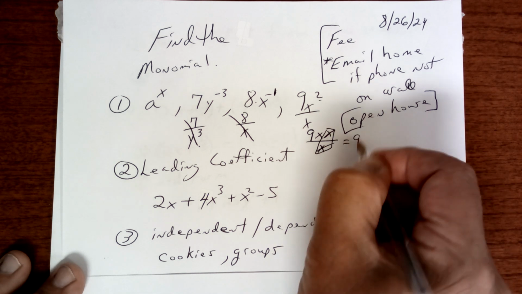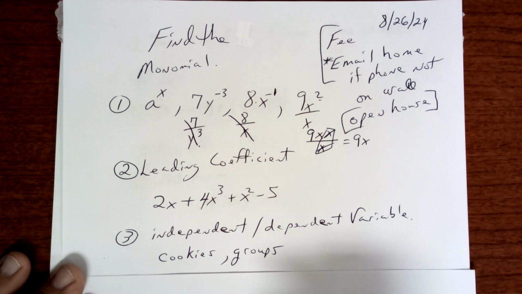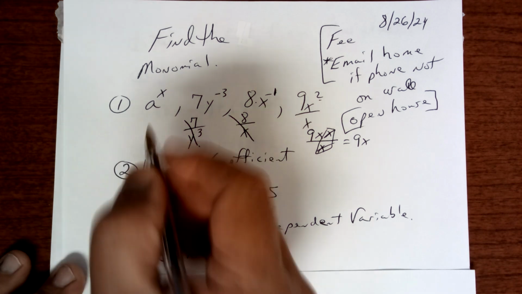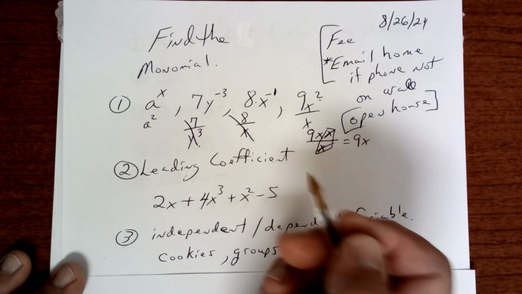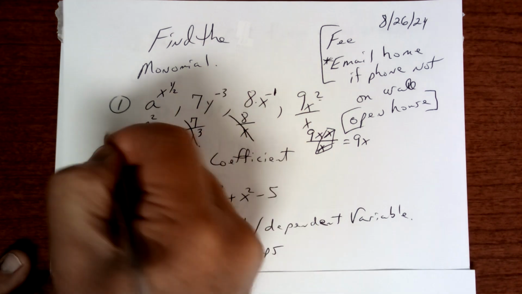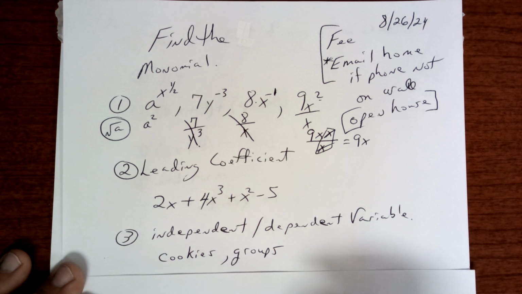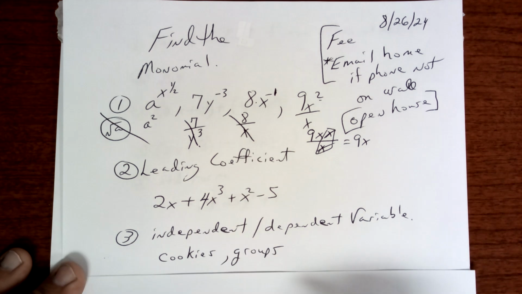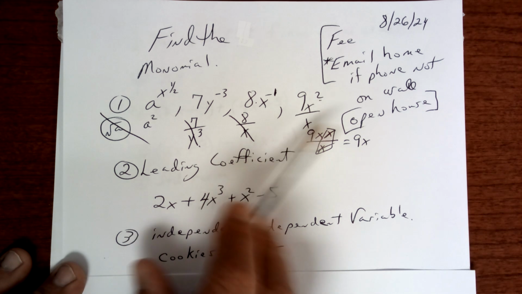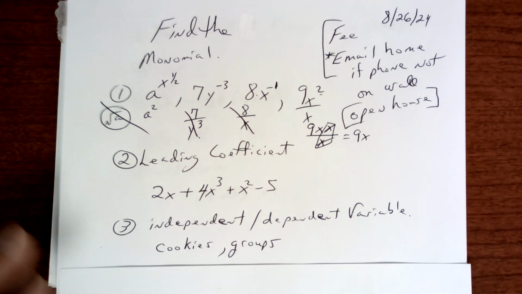That's the best choice. Now, a lot of students say, well, what about this one? What if x is a 2? Well, if it's a 2, it's okay. But if it's a 1/2, it would be the square root of a, and you can't have the square root. So that one is out for that reason. Okay, again, this one reduces. That's your best choice.